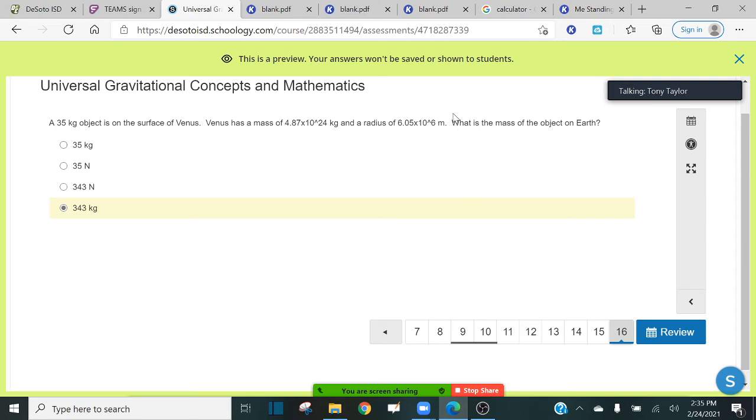Now, guys, think about what I just told you all. Here on this problem, you don't have to worry about doing any calculations because remember what I just said. Mass does not change. Your mass is the same everywhere throughout the universe. The total amount of stuff that makes you who you are is the same. So if an object has a mass of 35 kilograms on Venus, what must be its mass on Earth? Anyone? Mass stays the same.